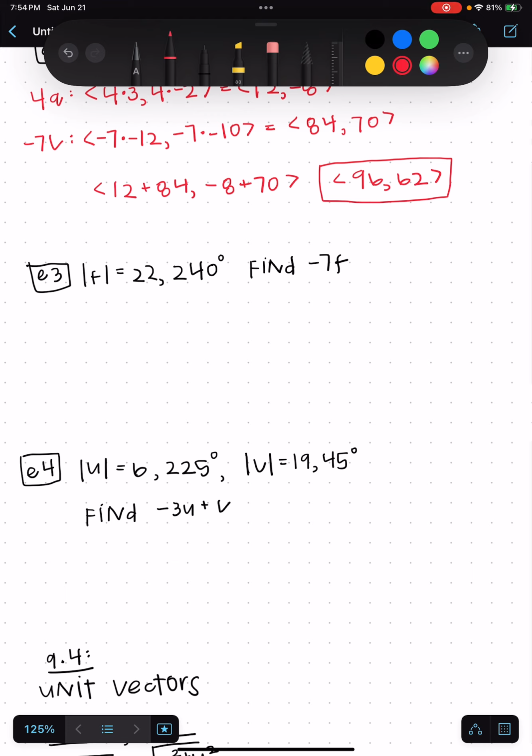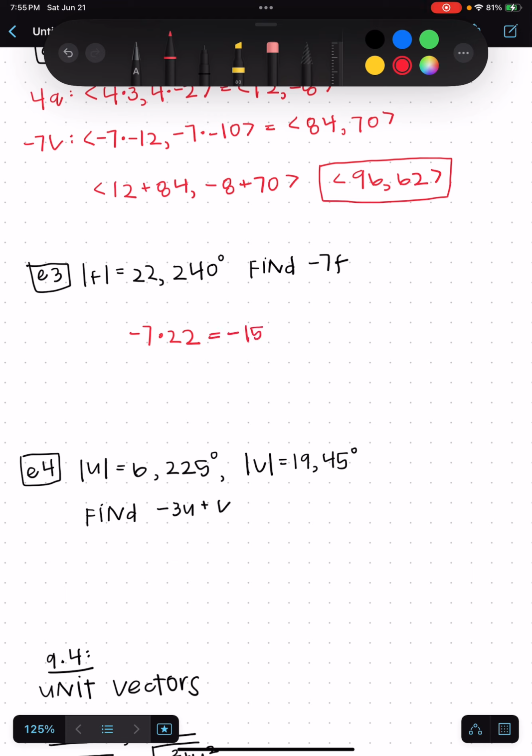Okay, so here's the deal. Some of these, for example 3, because you only have one vector, you can get away with not converting it to component form. All you're going to do is multiply the direction by it, because a scalar does not change the direction at all. It only changes the magnitude. So for this example 3, all we really have to do is -7 times 22. And then -7 times 22 is -154.